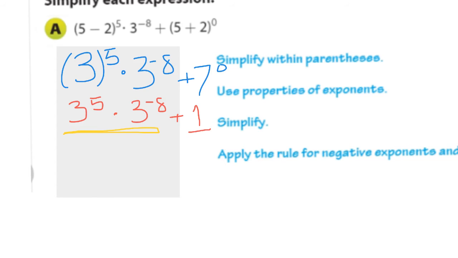So I have the same base here. If I have the same base and I'm multiplying, the rule says I have to add my exponents. So 5 plus -8 is 3 to the -3 power. I'm still adding that 1.